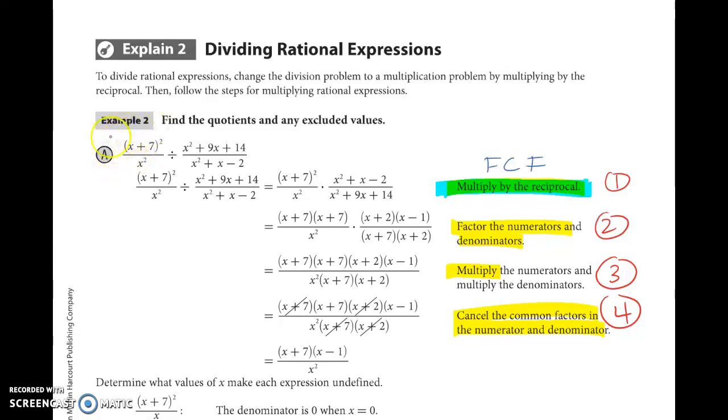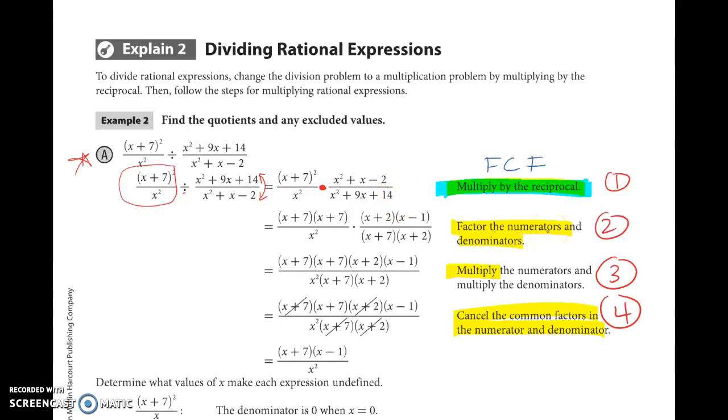So here is the example. And what we're going to do is we're going to freeze this. We're going to keep this exactly the same. We're going to change this division to multiplication like they did right here. And then they flipped these. And that's how they got this right here. And now we just move on to the next one.